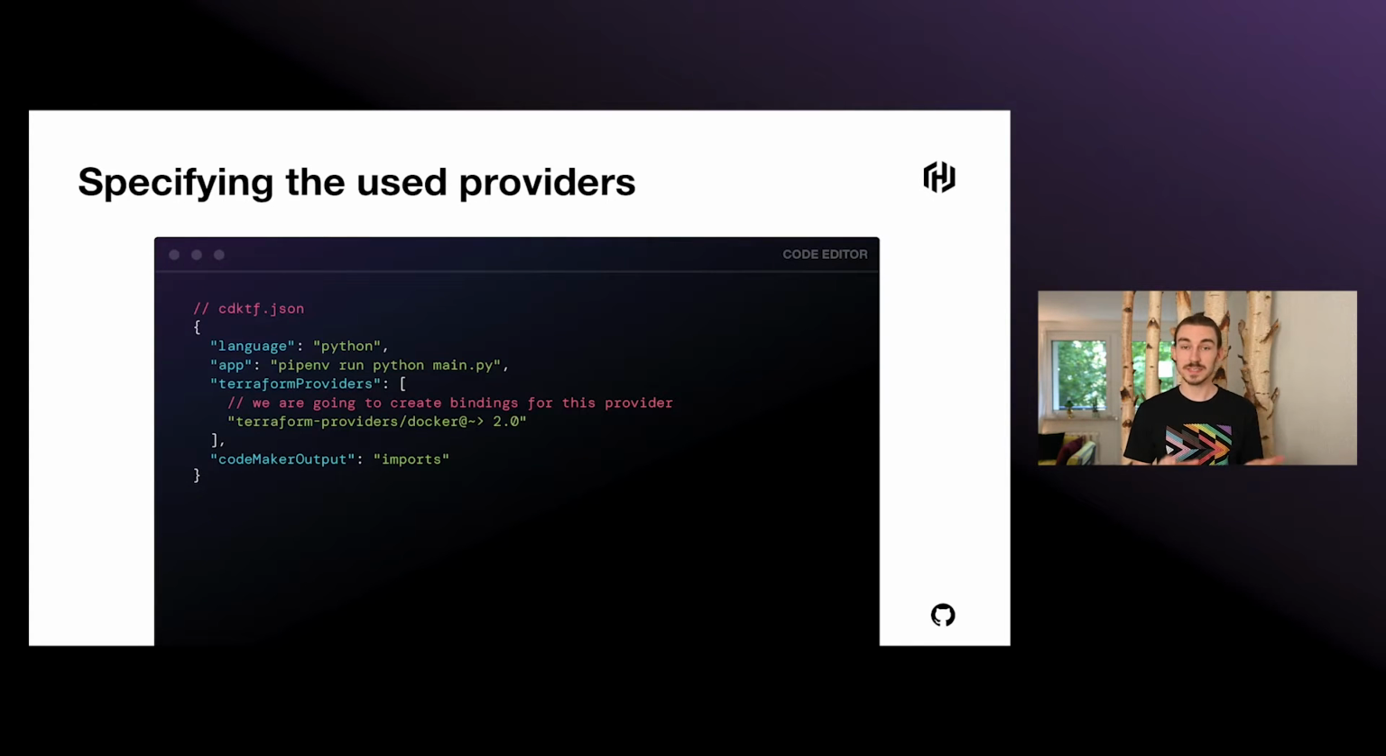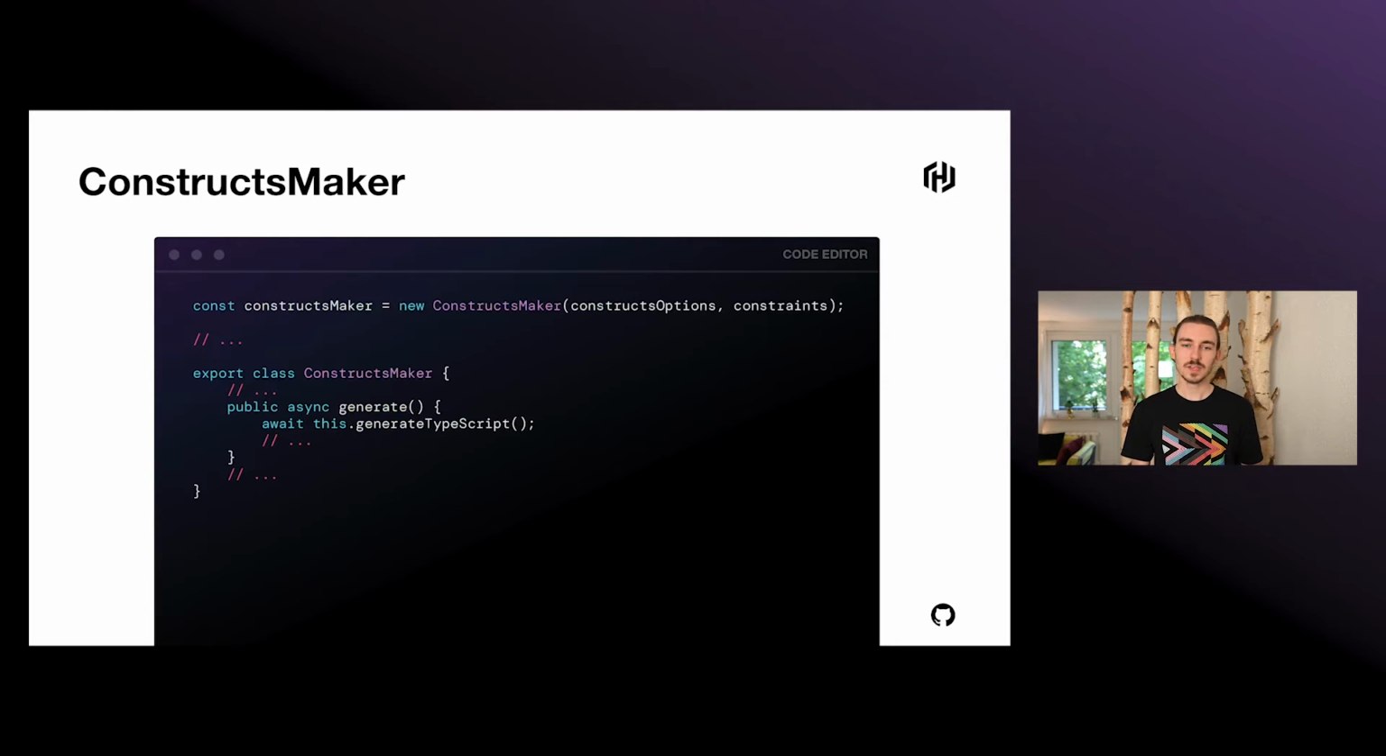To specify the providers you're going to use, you put them into your cdktf.json config file under terraformProviders, for example. And for this Python example, we use the Docker one. So we put there the reference to the Docker Terraform provider. Later on, when you run get, the constructs maker is initialized, and that one is going to get some constraints. In the end, that's just another representation of what we just put into our config. And then the CLI is going to call the generate method on the constructs maker. This is going to first invoke the generation for TypeScript, because all other languages are based on that, but that's something Daniel will get into later.